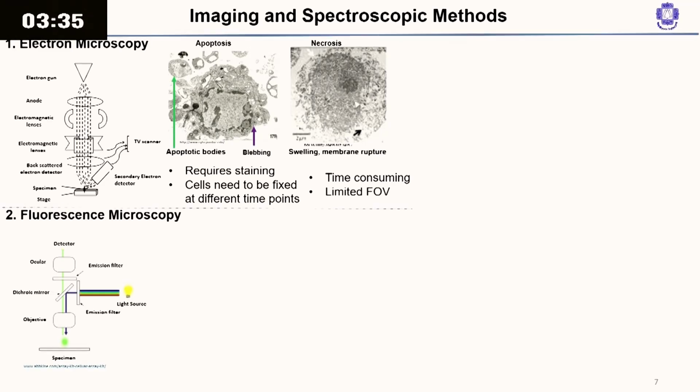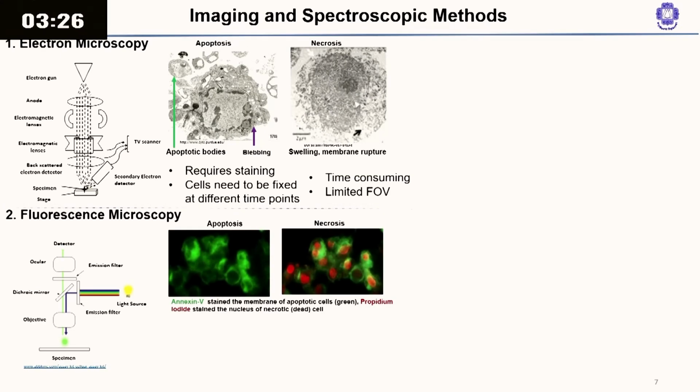Here, we can use fluorescence microscopy as well. In this case as well, you need to paint the cell with different dyes. For example, if you want to see apoptotic cell death, you need to stain the cell with annexin 5 dye.